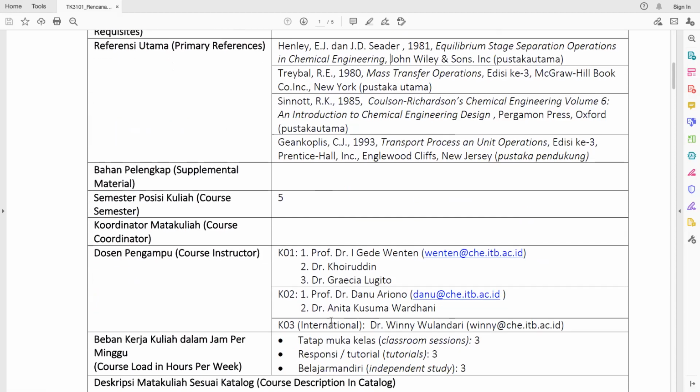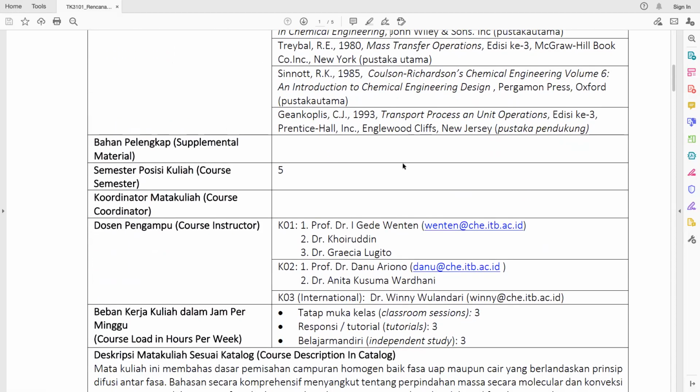Right, so here for K01 we have Professor Wanten, Pak Udin, Dr. Hairudin, and also Bu Grace. And then the second class is Professor Danu Aryono and also Dr. Anita, and the third class is me, Dr. Winnie Wulandari.